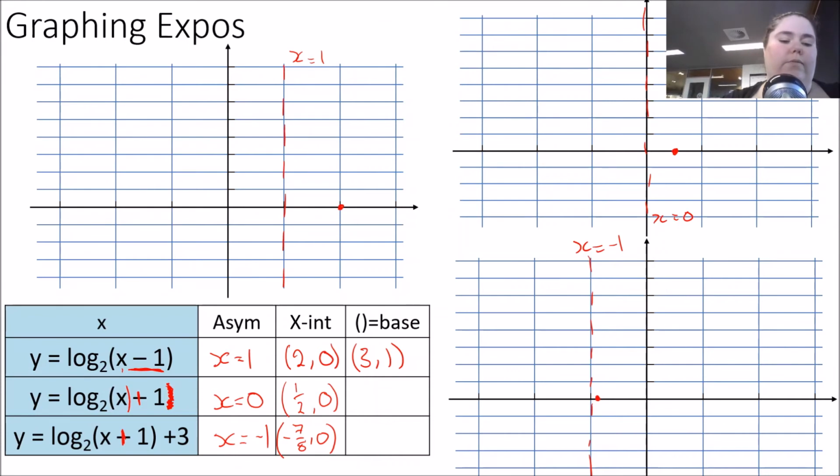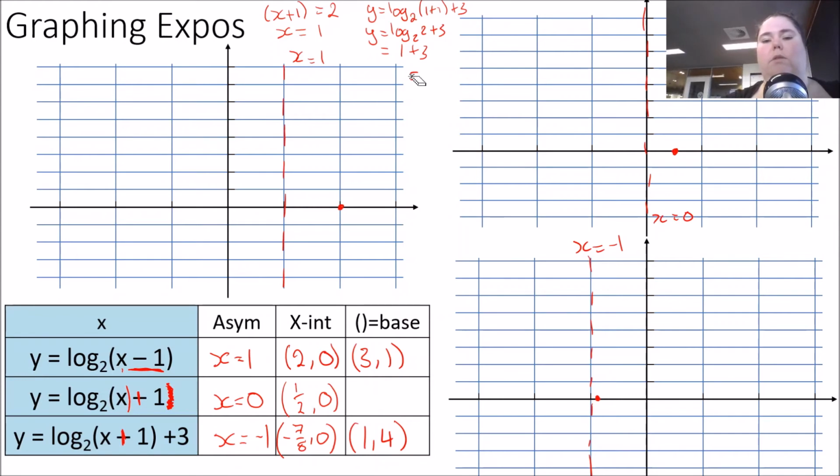Okay, so for the bottom one, I want my base to equal my bracket. So for that to be true, x has to equal 1. Cool. So if x equals 1, and I sub that in, y equals log 2 of (1 plus 1) plus 3. Well, 1 plus 1 is 2, so now I've got log 2 of 2 plus 3. And what is log 2 of 2? 1. So that just equals 4. So they're the easiest points to find when your bracket equals the base.